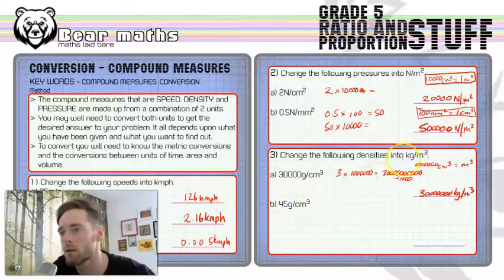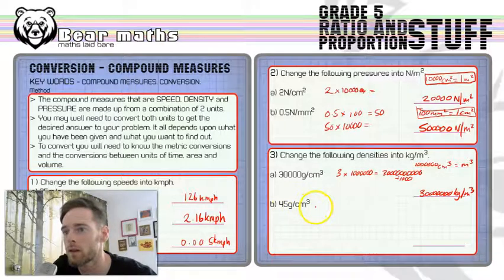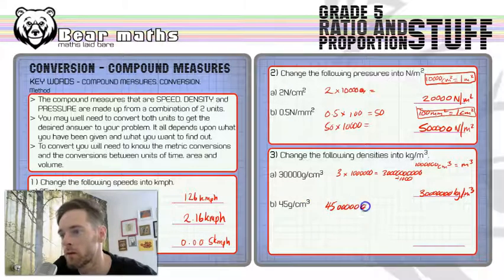We do the same thing for the last question. Nothing different there. Multiply by a million first of all, so 45 and 6 zeros, and then divide by 1,000, so 3 zeros come off. So 45 and 3 zeros, and that's kilograms per meter cubed.